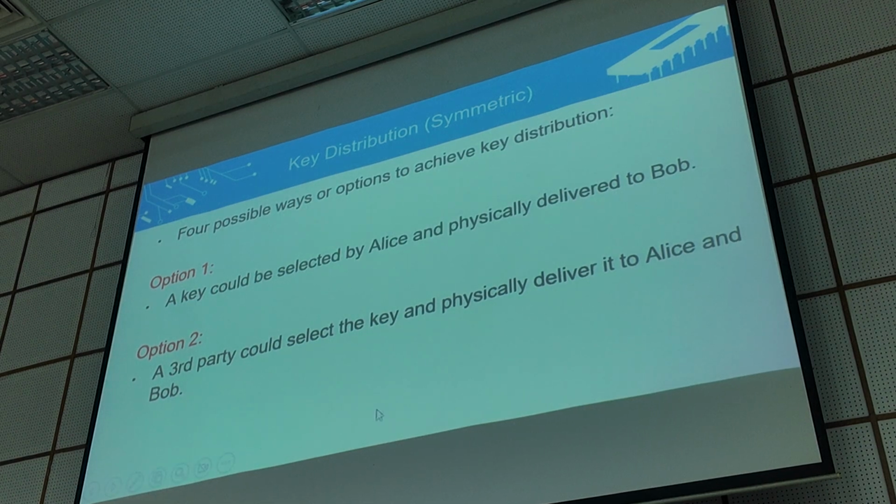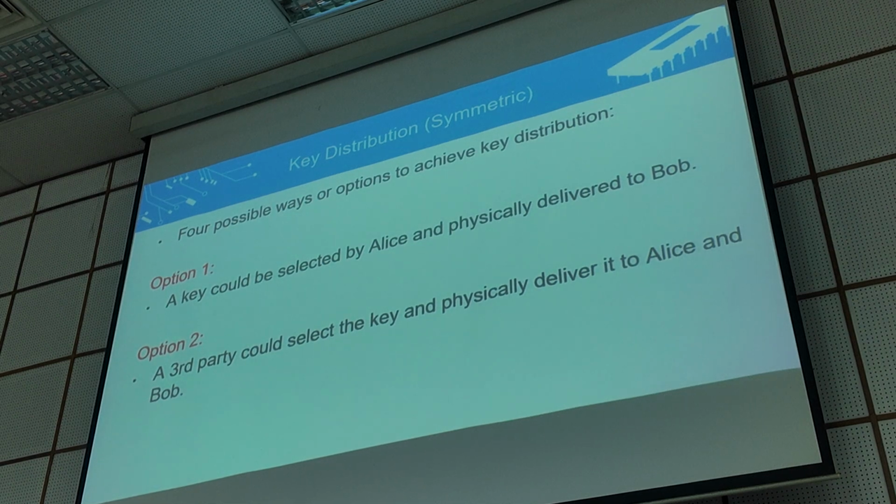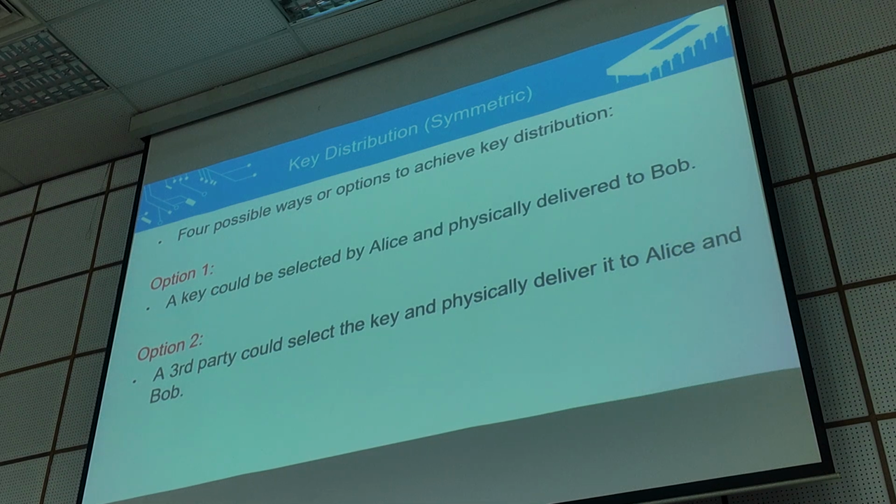Here, option 1 means that you walk to your friend's house and let your friend know the password, physically delivering it. Or there's a third party who knows the password and goes to meet A and B and lets A and B know the password. This is the way you share the secret key with your friend. In the next chapter, you're going to study another algorithm for how to share the secret key. Here is just the basics to let you know how you share the secret key with your friend.